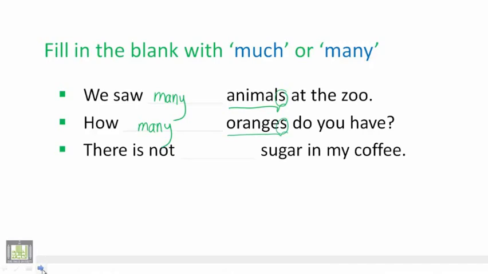Again, sentence number 3, there is not much sugar, we have sugar. Is sugar countable or uncountable? It is uncountable, so we use much.